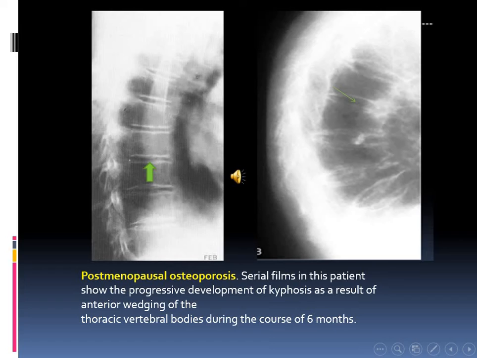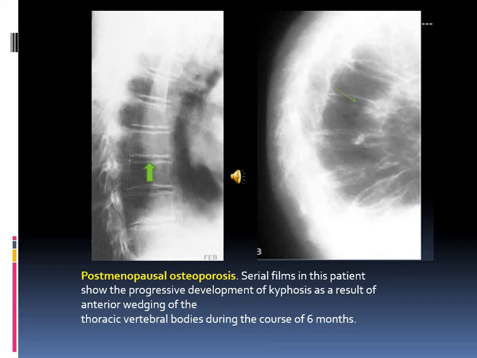A plain X-ray here is taken of the thoracic spine in postmenopausal women. On the left side we can see a generalized decrease in bone density in the thoracic spine, so the end plates appear slightly denser than the vertebral body. This happens because of the postmenopausal changes that affect bone density.